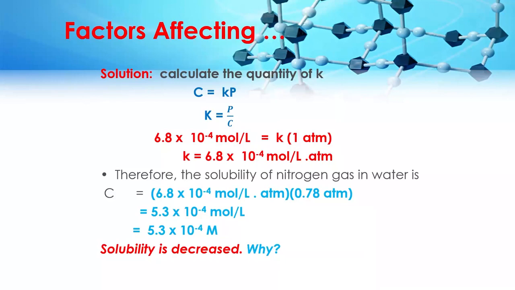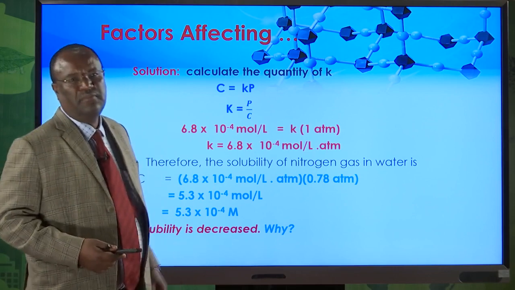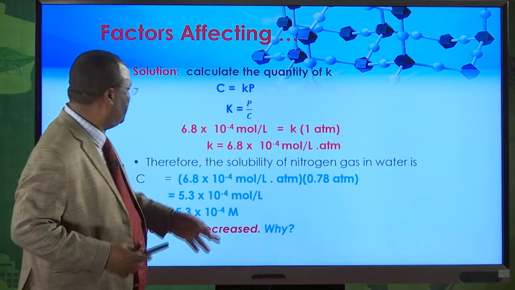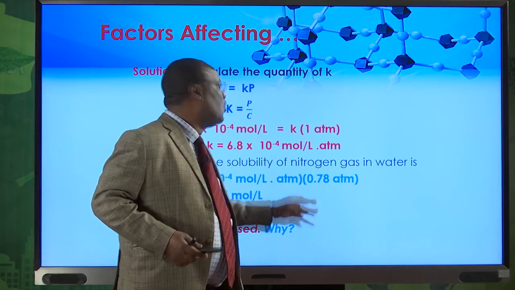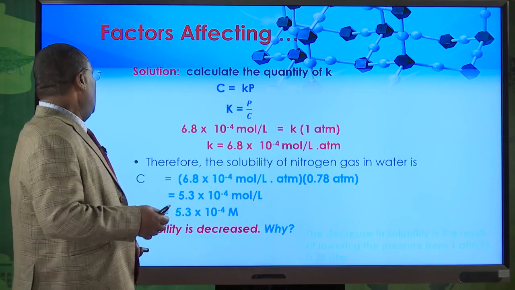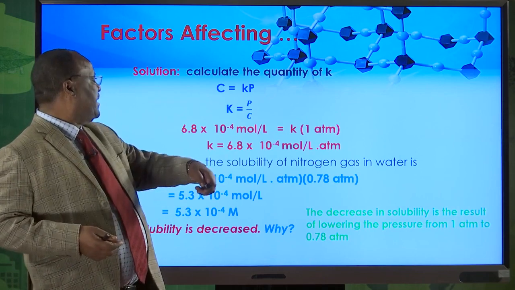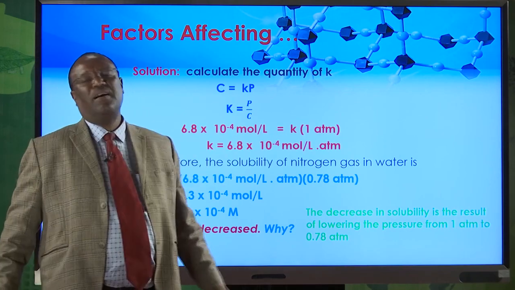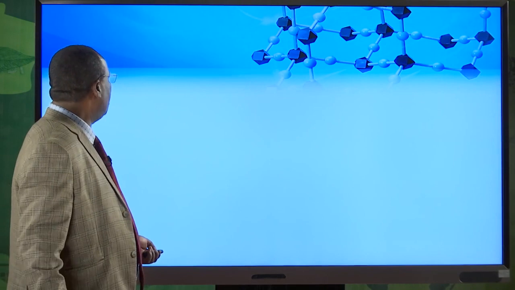At 0.78 atmosphere, it is 5.3 times 10 raised to negative 4 molar. Which one is greater? Is it decreased or increased? Decreased. Why is it decreased? Because pressure is decreased from 1 atmosphere to 0.78 atmosphere. So the decrease in solubility is the result of lowering the pressure from 1 atmosphere to 0.78 atmosphere.